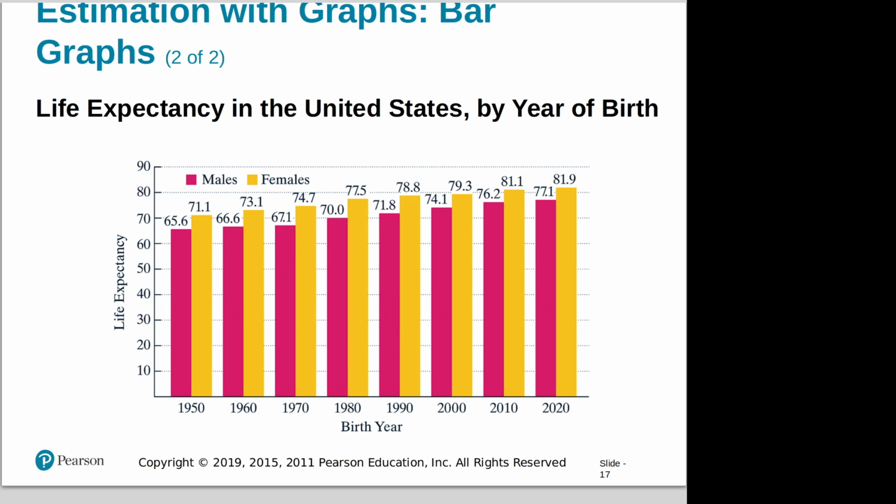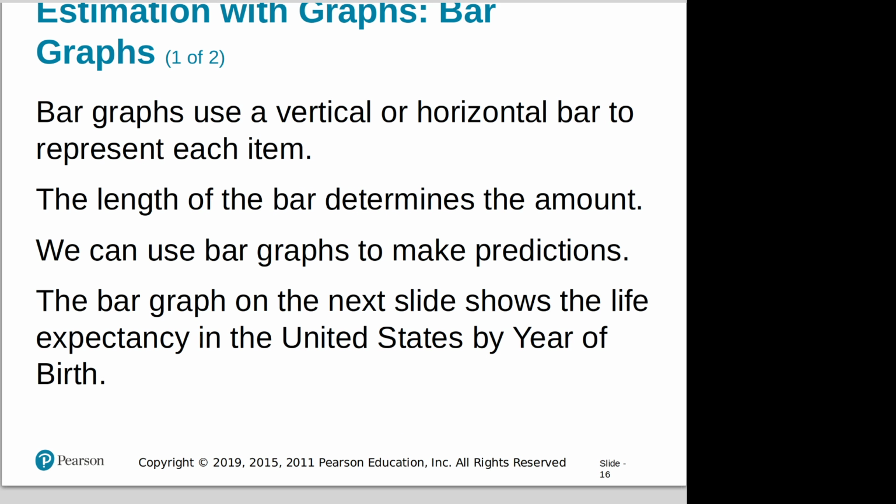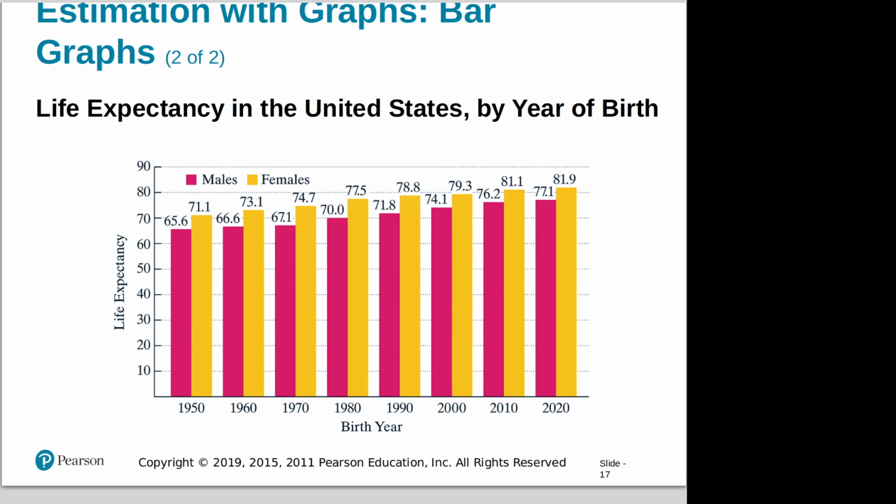Let's look at a bar graph. Bar graphs use bars to represent each item, and so the height of a bar graph helps us make predictions. And again, predictions are the key to mathematics. We want to predict what's happening. We want future references. So in this bar graph, we have the birth year of males in red and females in yellow in the U.S. Notice females slightly have a larger life expectancy than men.